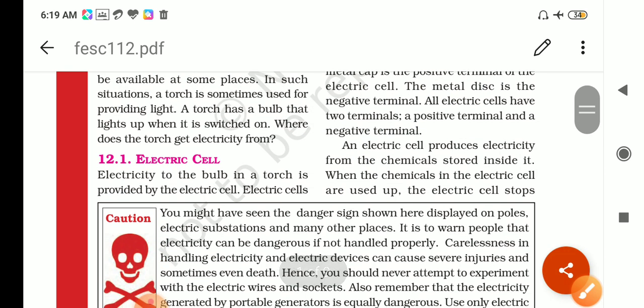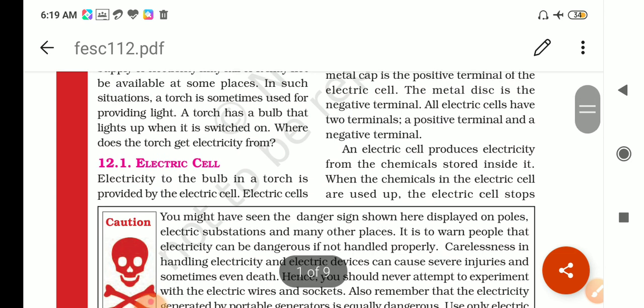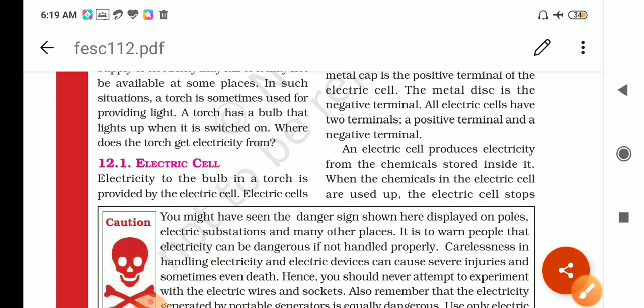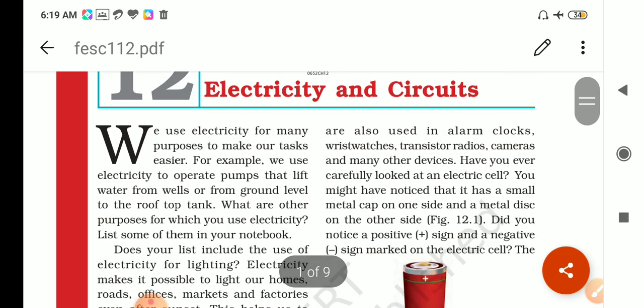Now, where does this electricity come from? The electricity comes from the electric cell. It is the electric cell inside the torch which is responsible for giving the power to the torch to glow. Electricity to the bulb in the torch is provided by the electric cell, and electric cells are also used in the alarm clock, wristwatch, transistor, radios, cameras, and many other devices.